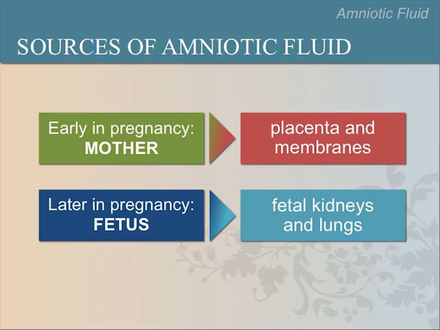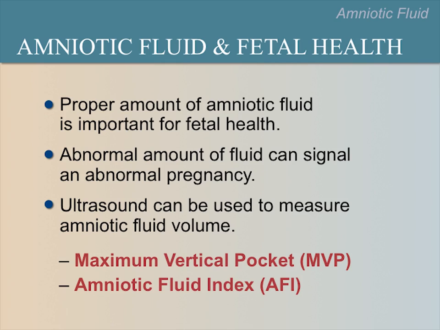Amniotic fluid is produced in different ways. Early in pregnancy, amniotic fluid is produced by the placenta and surrounding membranes. Later in pregnancy, most of it comes from the fetal kidneys and lungs. Because the amniotic fluid performs so many functions, it is very important to have the proper amount. Sometimes it can be either too high or too low, which can cause problems in the pregnancy.